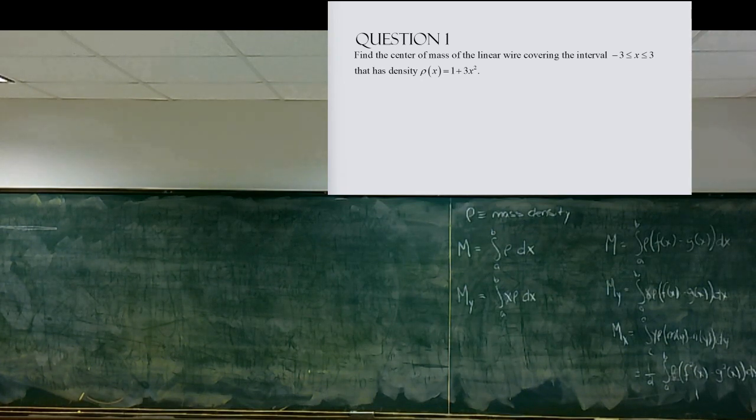So we have a very thin wire that extends from -3 to +3. And we're told it has a mass density of 1 plus 3x squared. So the density of the wire is not constant. It depends on where on the wire you're located.